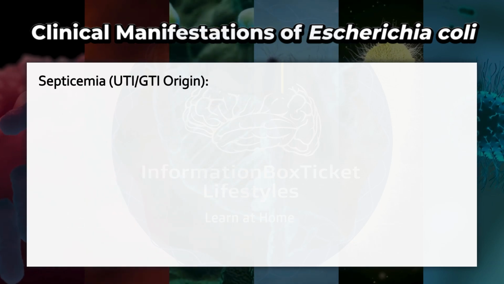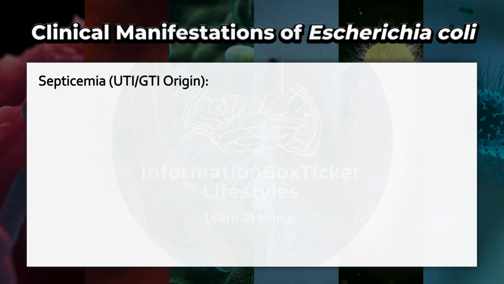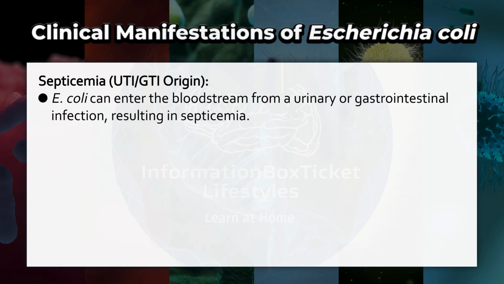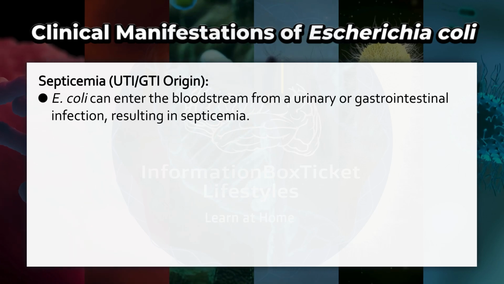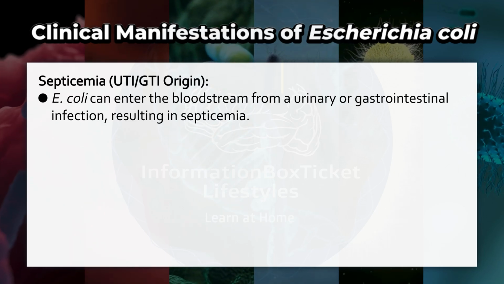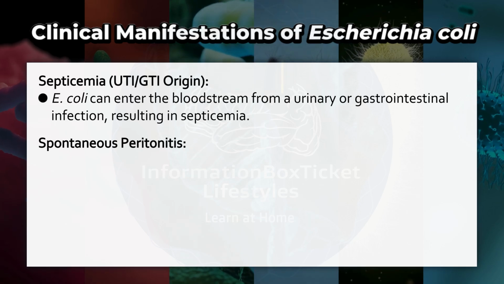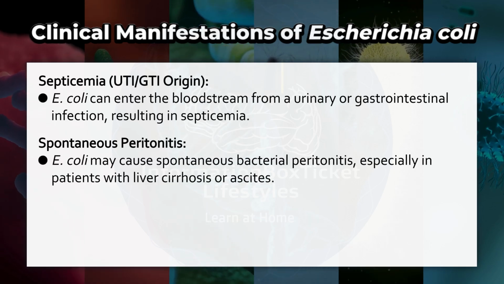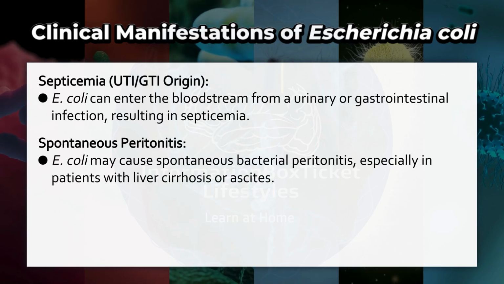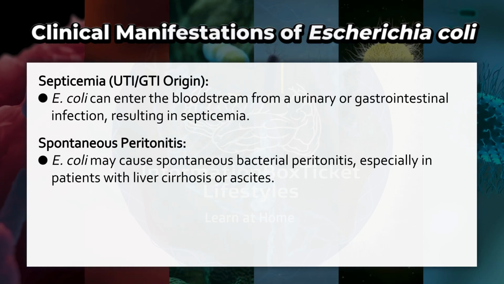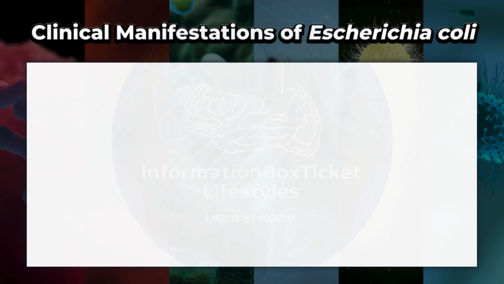Septicemia, UTI/GTI origin. E. coli can enter the bloodstream from a urinary or gastrointestinal infection, resulting in septicemia. Spontaneous peritonitis. E. coli may cause spontaneous bacterial peritonitis, especially in patients with liver cirrhosis or ascites.